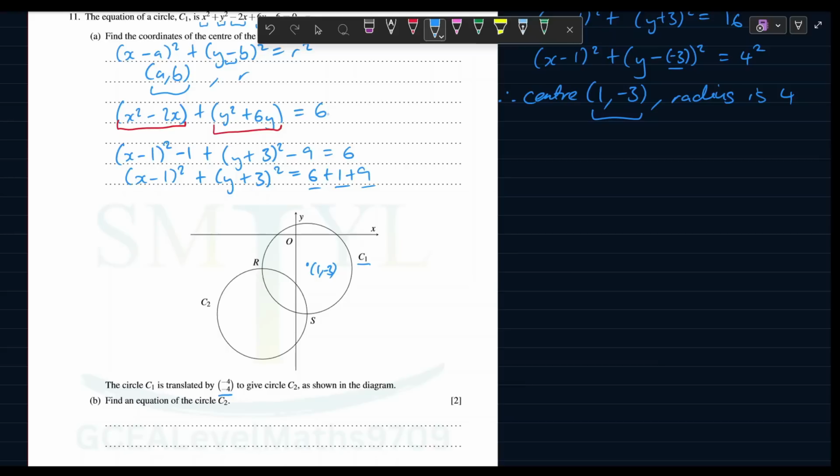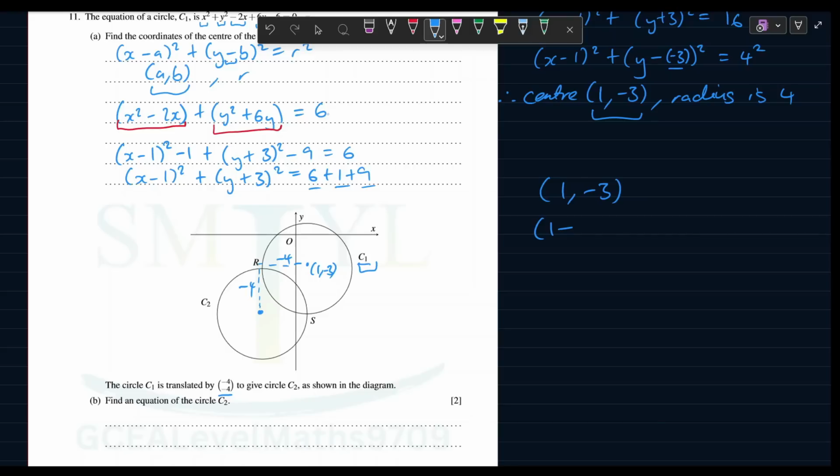So we can translate by -4 units in the x-axis to somewhere here, and then -4 units in the y-axis. So this here is -4, and this is also -4. So what that means is that we've got the coordinates of our original center, which is C1. And now let's apply the translation in the x, which is -4 units in the x.